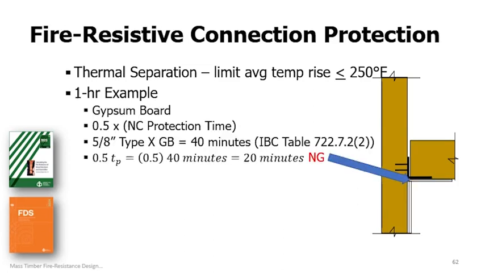The FDS also provides an approach for determining the thermal separation time of gypsum board. Specifically, the thermal separation time of gypsum board is taken as the non-combustible protection time multiplied by a factor of 0.5. So a single layer of 5/8 inch Type X gypsum board, which has an assigned non-combustible protection time of 40 minutes, would be assumed to provide a thermal separation time of 20 minutes. In this detail, you can see that clearly the single layer of 5/8 inch Type X gypsum board on the ceiling would not be sufficient to protect the connection hardware for the required 1-hour fire resistance rating time. In fact, it would only provide 20 minutes of thermal separation time to the lower leg of the steel angle here.